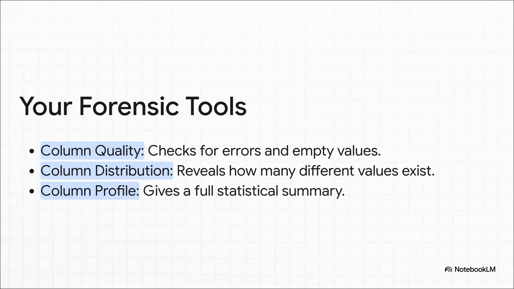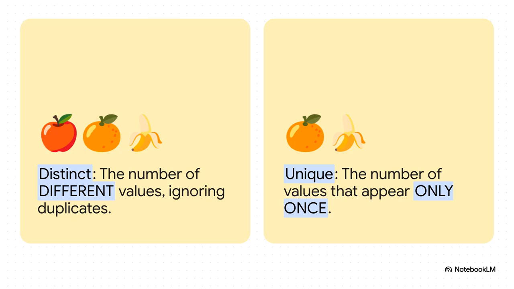Column quality, that's like your first sweep of the scene. It quickly flags the obvious problems, like errors or empty cells. Then you have column distribution, which tells you all about the variety in your data. And column profile? Well, that's your deep dive, your full-on forensic analysis that gives you all the stats you need to build your case.